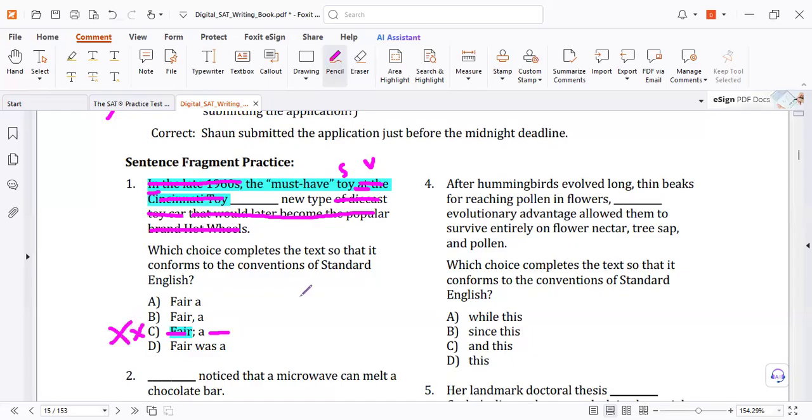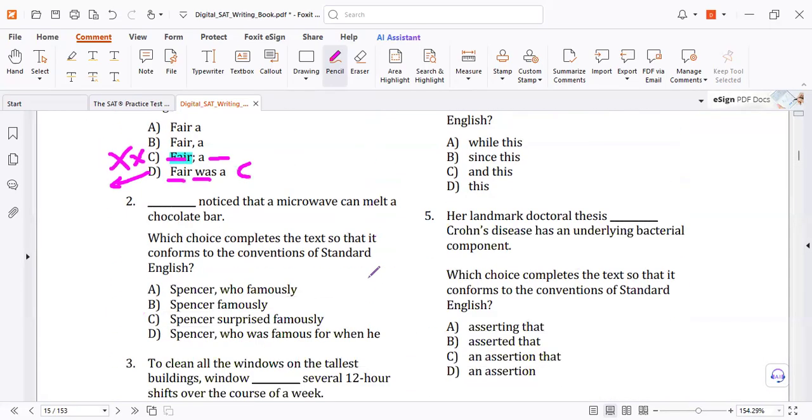If you look at the structure, we need a verb. The toy was a new type of die-cast toy car. And then information. Information means complements, phrases and clauses. So letter D. Why? Subject and verb and then complements. That is the point. Now let's go to the next.